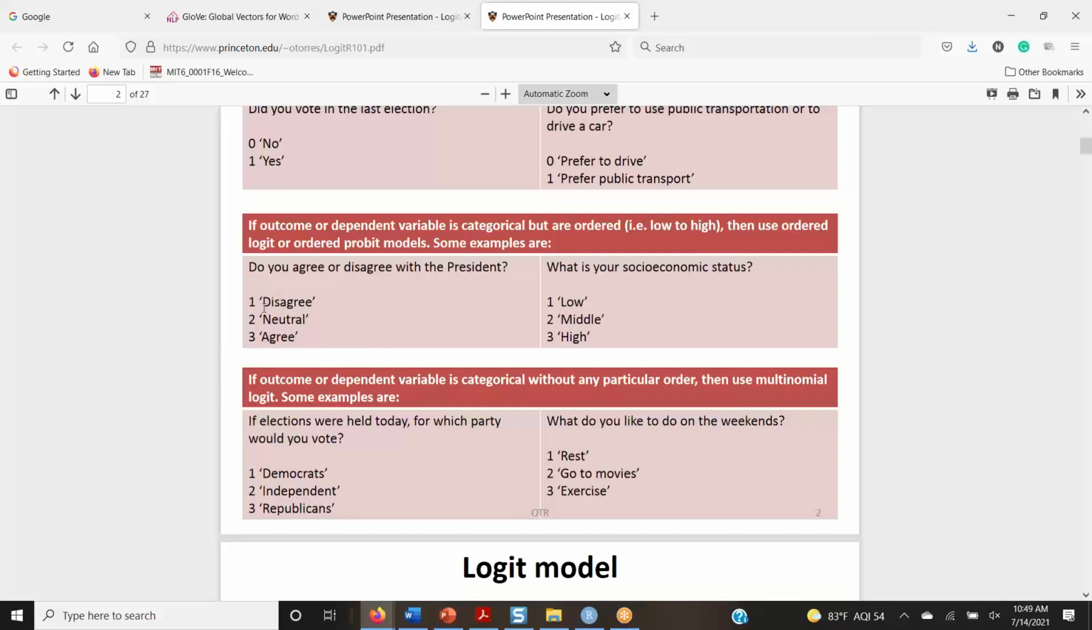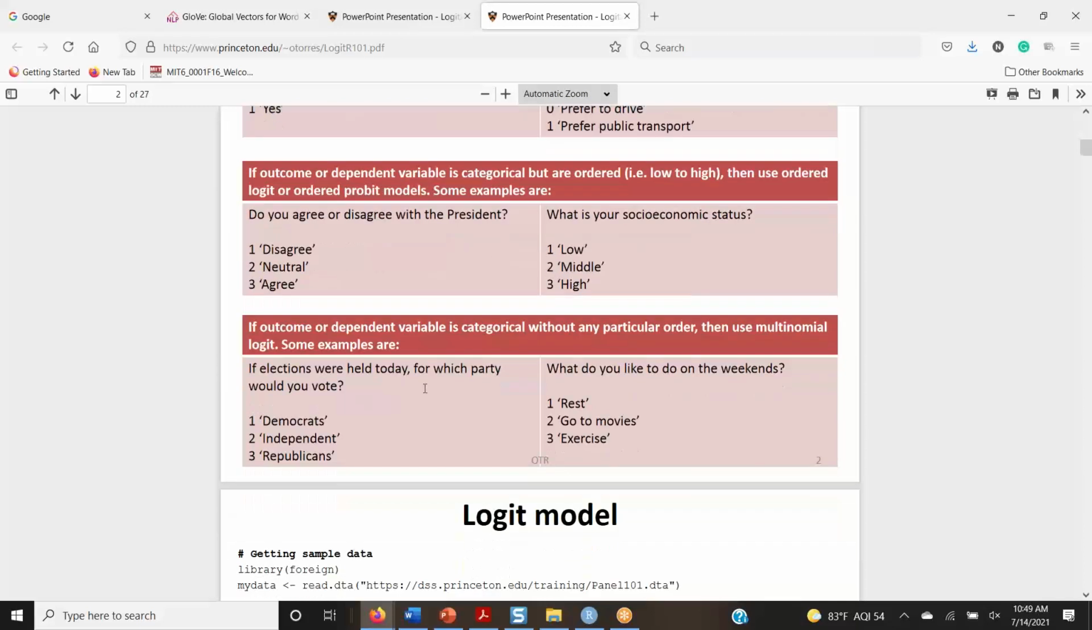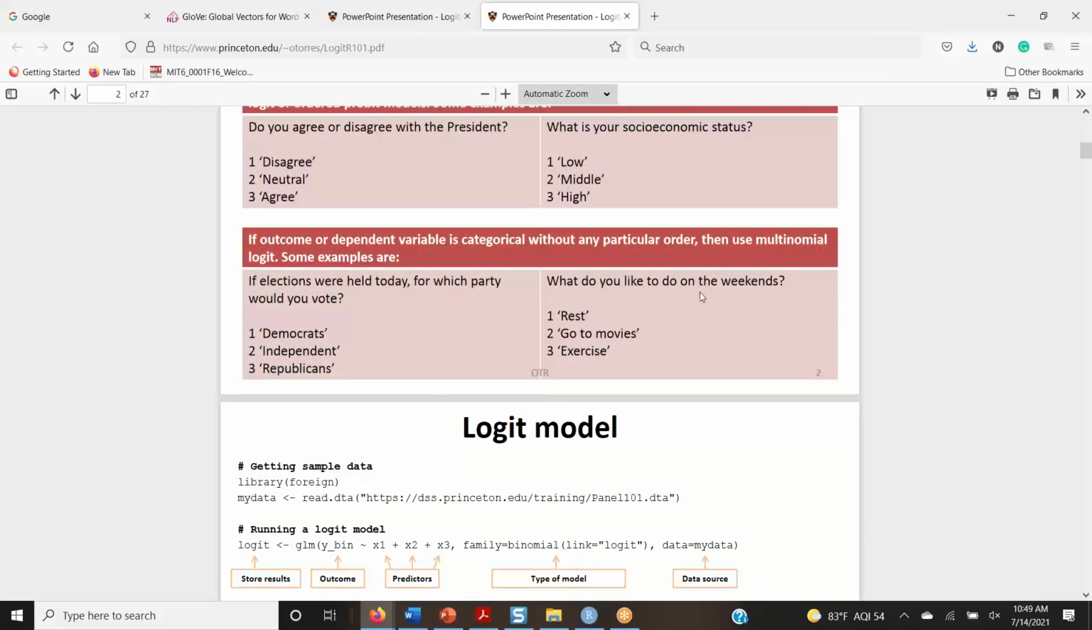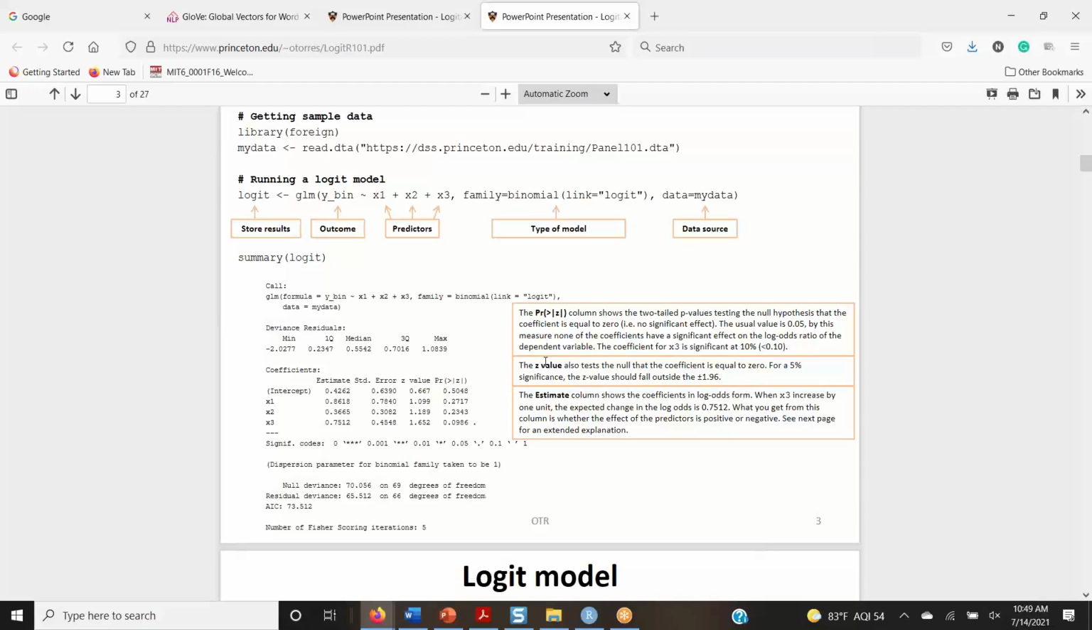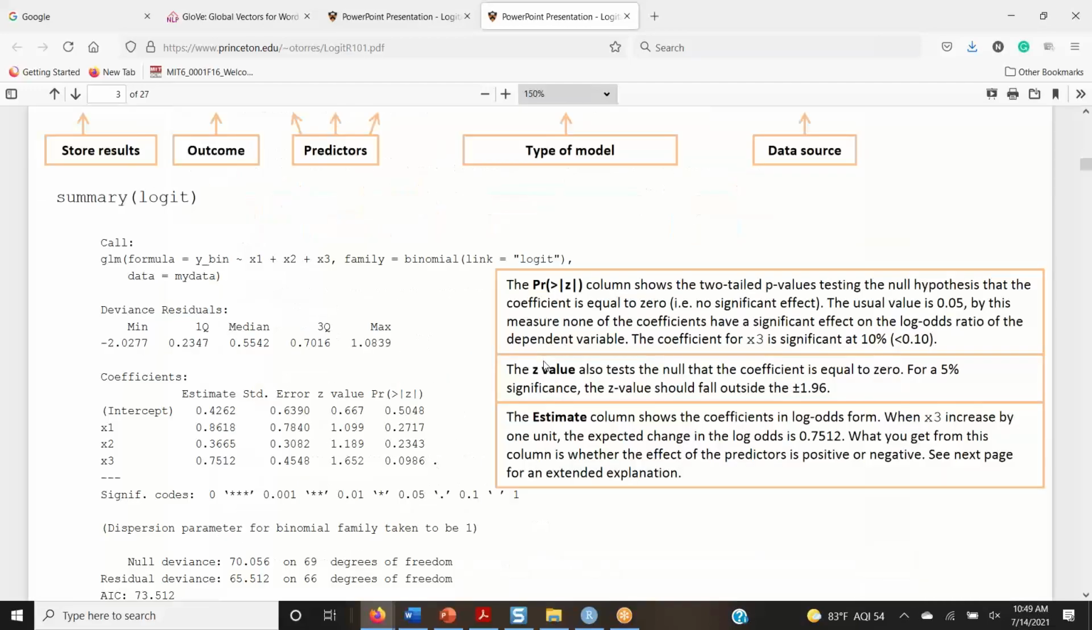Okay, so let's do one problem. So here, for example, do you agree or disagree with the prisoner? Disagree, neutral, agree. What is your socioeconomic status? Low, middle, high. What do you like to do in the weekend? Rest, go to movies, and school. So if you have a data set like that, how do we model? That's called the multinomial model.